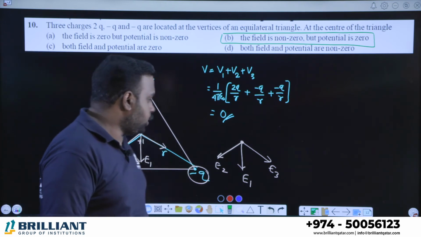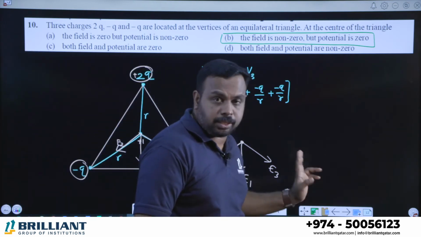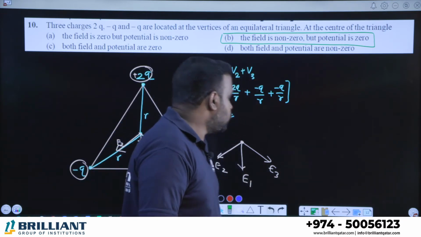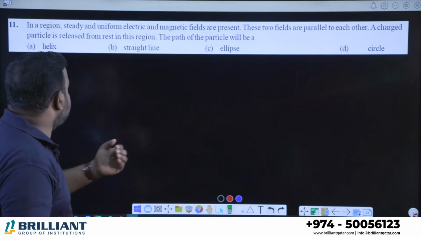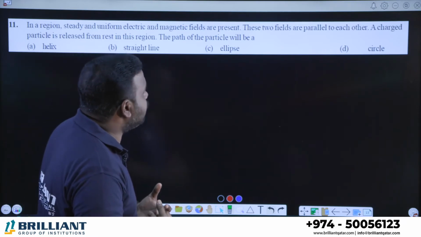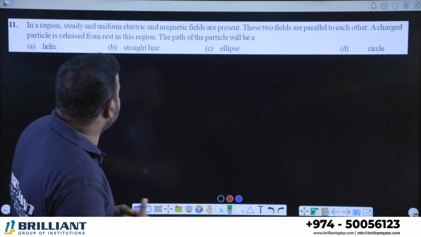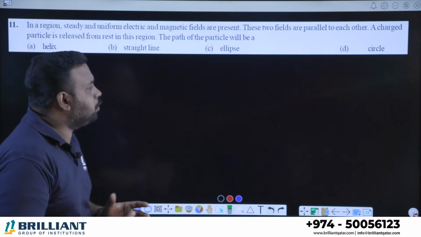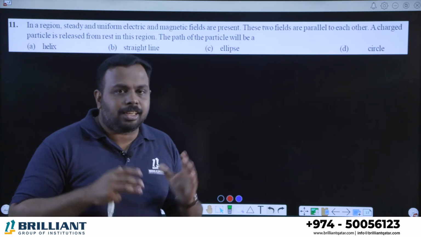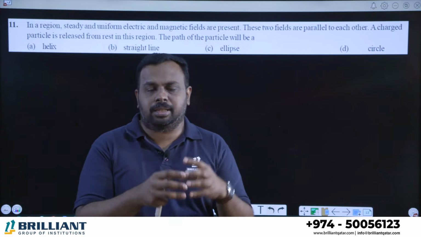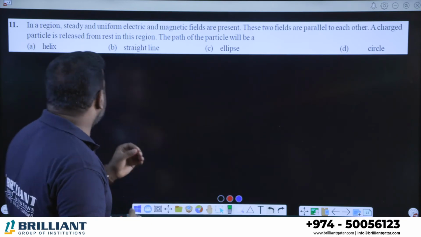Right? I'm going to the next question, number 11. I think it's very clear. This is the idea which you have to use. Question number 11: In a region, steady and uniform electric and magnetic fields are present. These two fields are parallel to each other. A charged particle is released from rest in this region. The path of the particle will be. So it's not a question from a single chapter. We can see the idea of electric field and magnetic field is used here. So read the question once again.